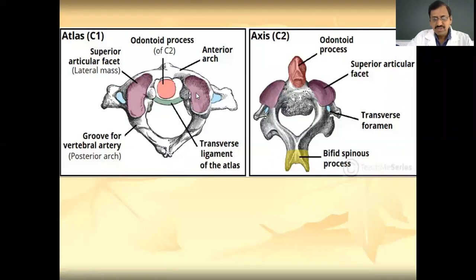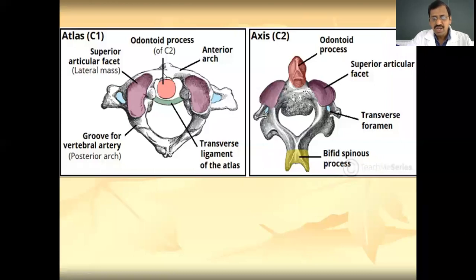On both sides there are two processes, called the transverse processes of the atlas. Here also are the superior articular facets and the transverse processes. This is the spine, and the spine of the axis is bifid, that is the specialty. In the anterior arch, there is a bony elevation called the odontoid process, or dens. Actually, this is nothing but the modified or detached part of the body of the axis. Because of this, there is no body in the atlas.